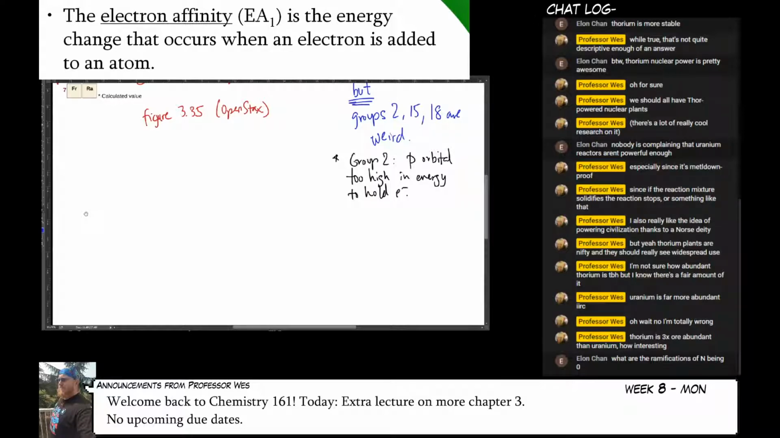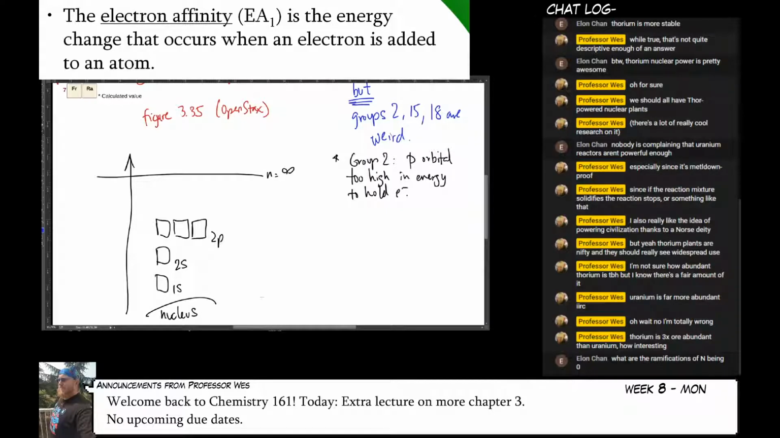There we go. Okay, so let's look at group 15 now. So we'll look at nitrogen. Nitrogen looks like this. 1, 2, 3, 4, 5, 6, 7. Where does the extra electron we're adding in go? Well, it has to go in one of these orbitals that is paired.